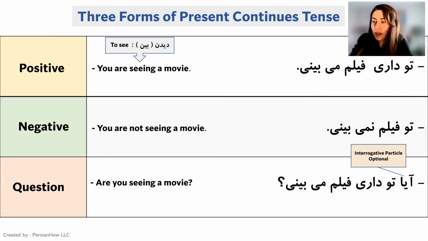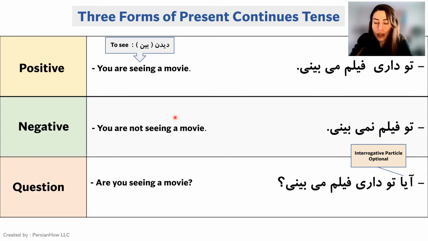Now let's quickly review the three forms of present continuous. So for the positive, you are seeing a movie. To see is دیدن. بین is the present stem. So تو داری فیلم میبینی. For the negative, you're not seeing a movie. تو فیلم نمیبینی. So what changed here? We don't need to use the auxiliary verb داری. And then می changed to نمی.